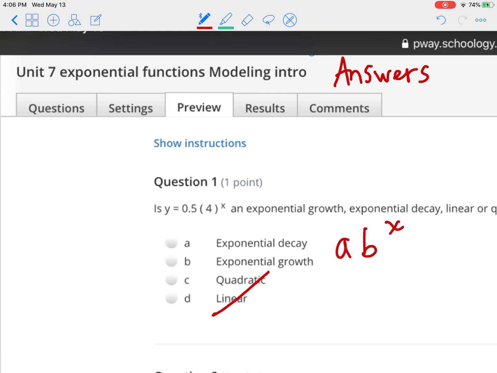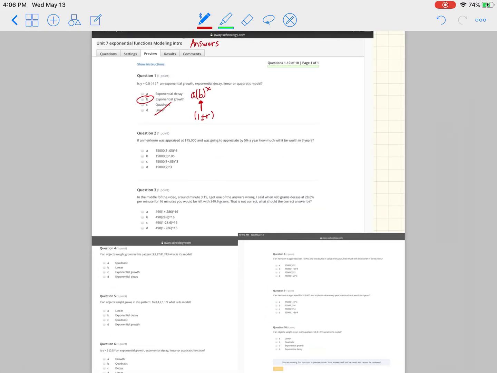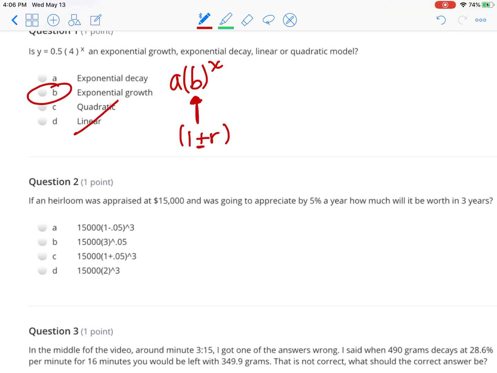A, b to the x. The b is going to determine if it's growth or decay, if the number is bigger than 1 or smaller than 1. So because it's a 4, we know that one was growth. This question is using the formula a b to the x, but instead of b, they're using 1 plus r, and appreciate means to add r x amount of times.